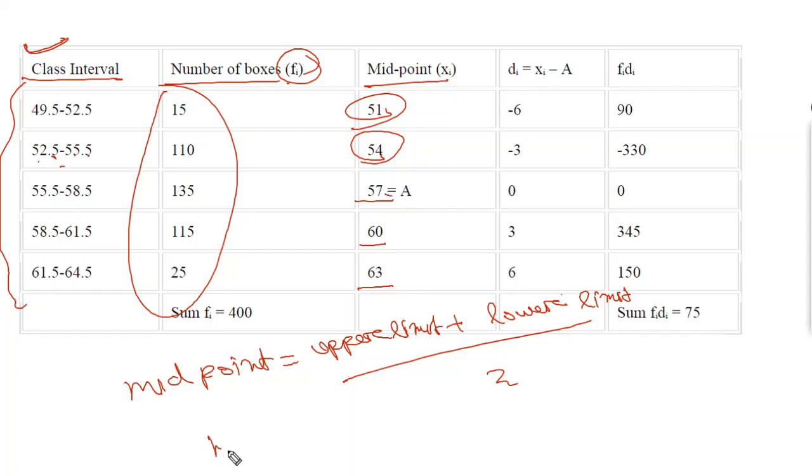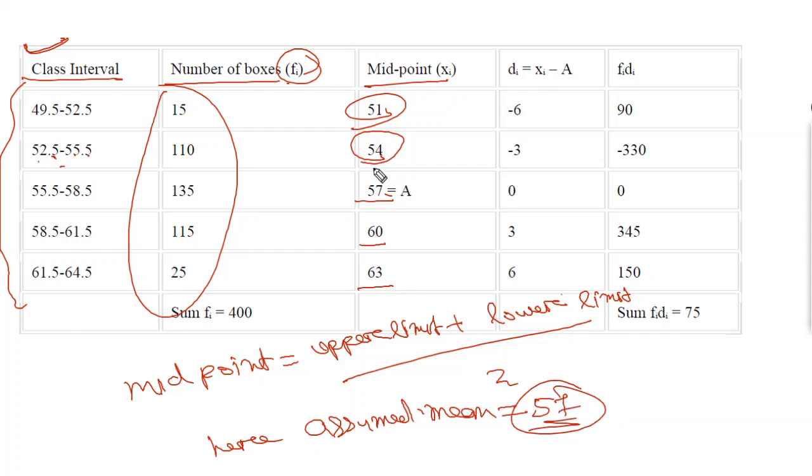Here, assumed mean is equal to 57. We have assumed the mean as 57. Why? Because 1, 2, 3, 4, 5 data are here, and the middle data is 57.